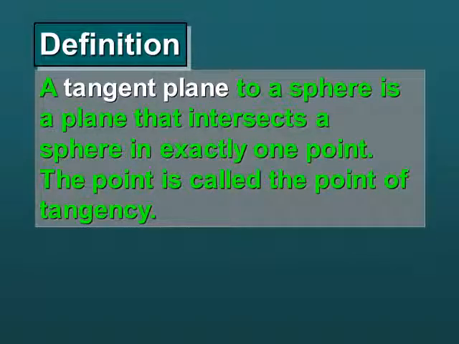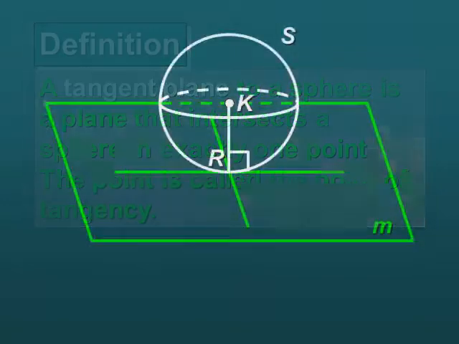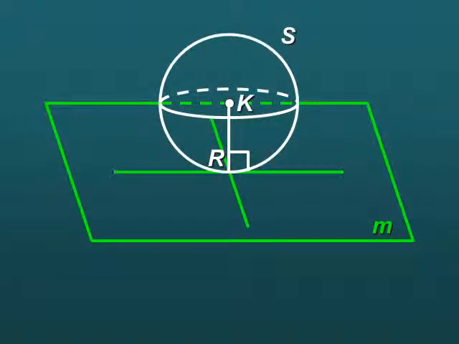A tangent plane to a sphere is a plane that intersects a sphere in exactly one point. And again, that point is called the point of tangency. So instead of talking about a line to a circle, we are talking about a plane to a sphere. And it looks like this.